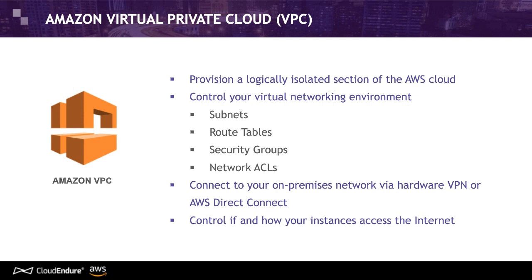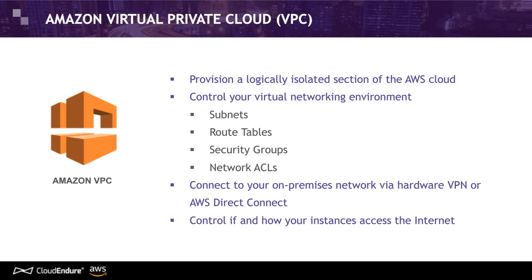You can easily customize the network configuration for your Amazon VPC. For example, you can create a public-facing subnet for your web servers that have access to the internet. You can place your backend systems such as databases or application servers in a private-facing subnet with no internet access. You can leverage multiple layers of security, including security groups and network access control lists, to help you control access to Amazon EC2 instances in each subnet.